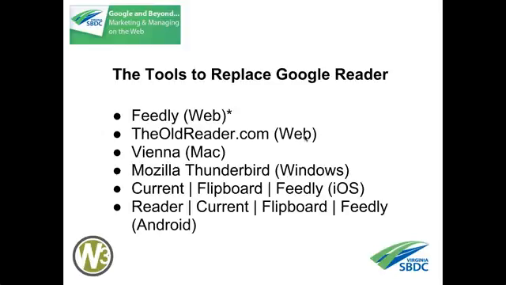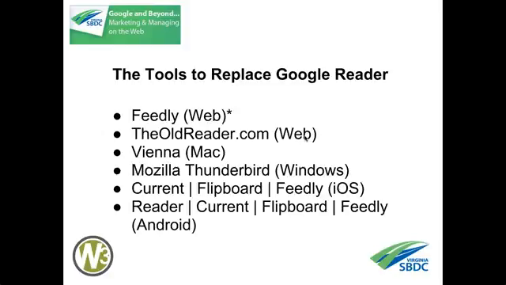But you have the old reader.com. I really like that interface because it gives me the old Google Reader interface. It's very nostalgic. And then, of course, you have Vienna on the Mac. You have Mozilla Thunderbird on Windows. And there are other tools out there, but really I'm just giving you the ones that I think are the best. Then on, of course, iOS, you have Current, Flipboard, and Feedly.